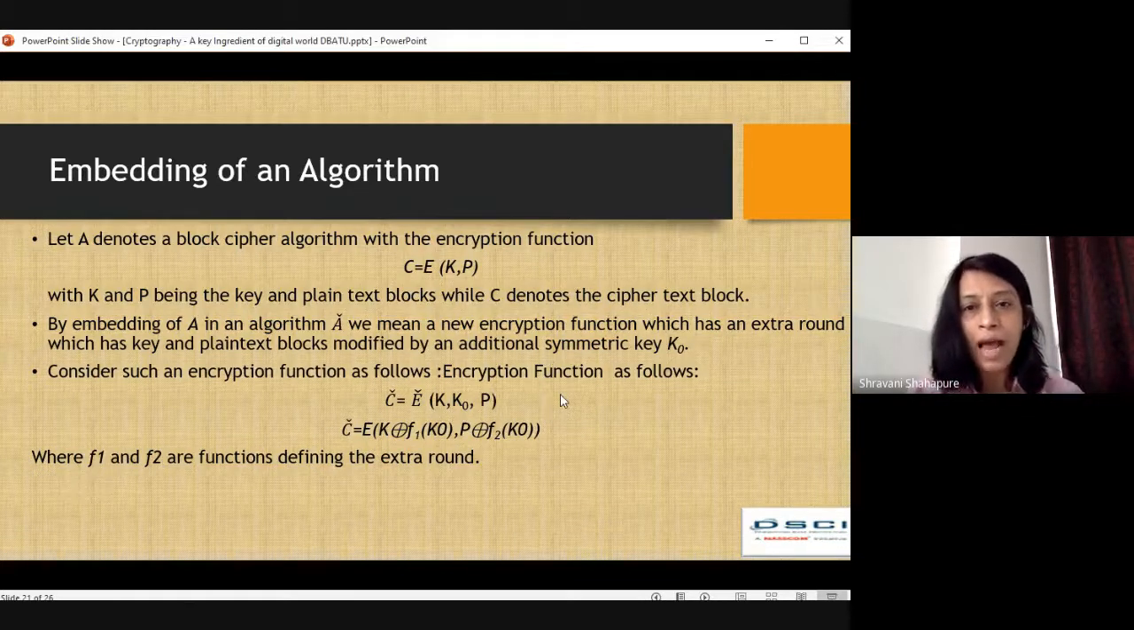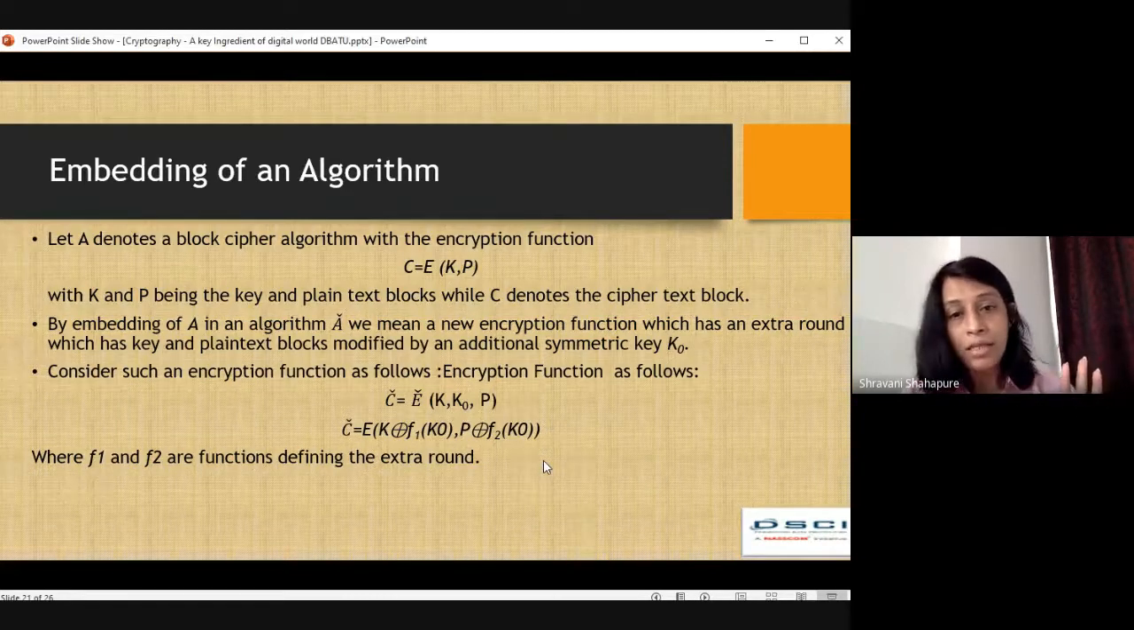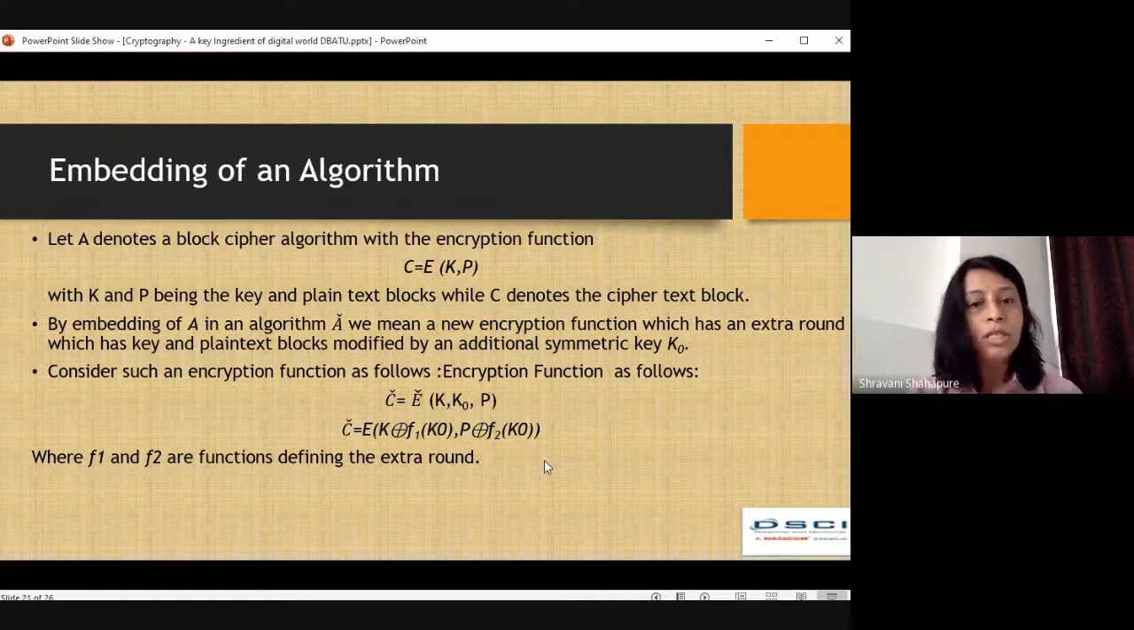So here we have a block cipher algorithm. I have not used any great mathematics here, just a simple structure: C is the ciphertext, E is the encryption algorithm, K is the key, and P is the plaintext. I will be adding an extra parameter, K0, with some functionality F1 and F2. I'll use the same encryption algorithm and not change anything. I'll just add the extra key with some function, and generate a ciphertext, C tilde, which is different from the original cipher C. If I'm using one function, it is like adding an extra round, and then my ciphertext will definitely change. We will go on to the next slide.